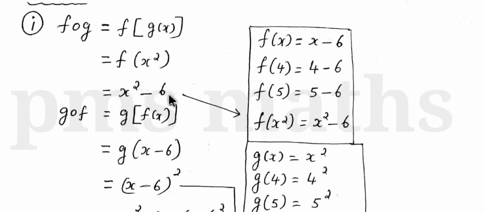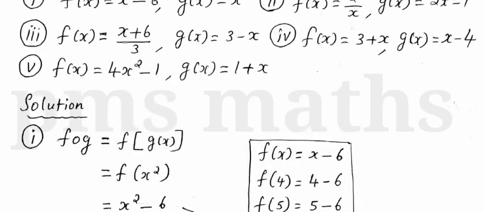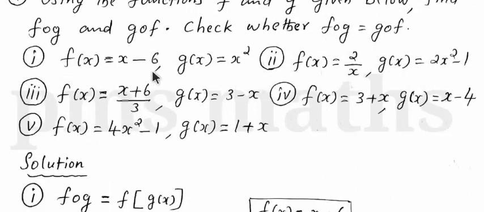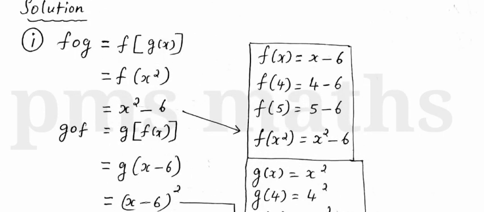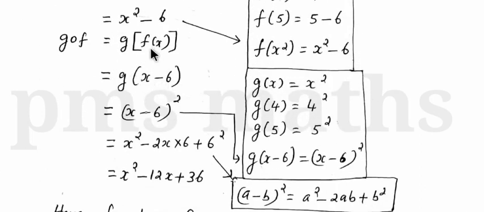Therefore, the value of f of g is x square minus 6. Then find out g of f. G of f is nothing but g, and instead of this "of" we can put a bracket. Then write f. F is nothing but f of x. Then substitute the value of f of x. What is f of x? F of x is nothing but x minus 6. Here we can substitute x minus 6 instead of f of x. Now g of x minus 6. Then find out the value of g of x minus 6.